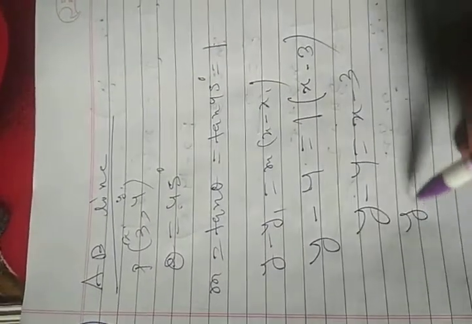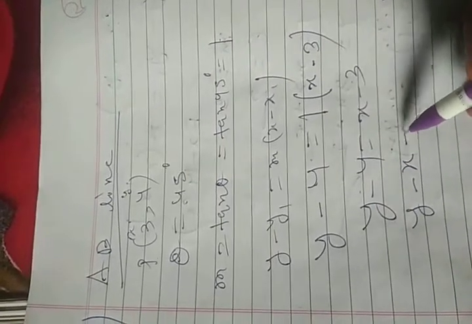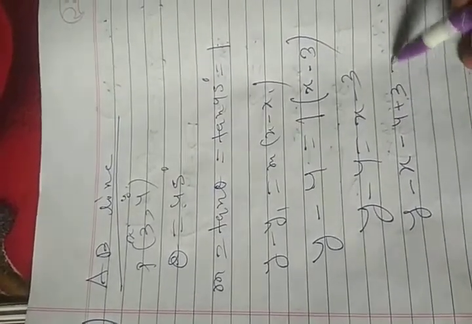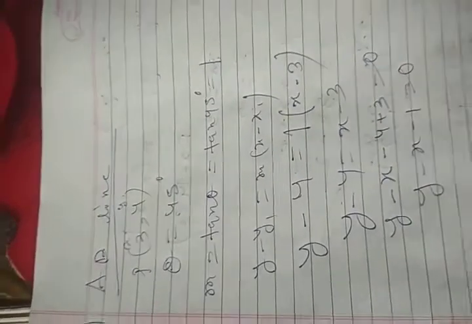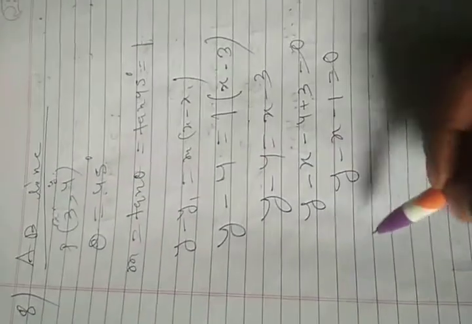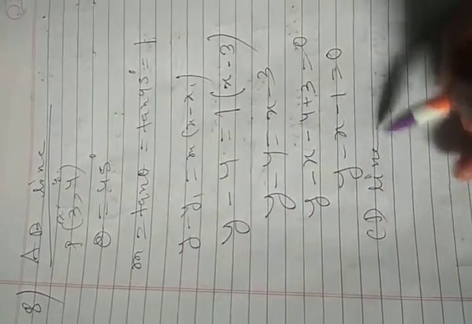So I got y minus x equal to minus 4 plus 3 equal to 0. So y minus x minus 1 equal to 0. That is the equation of AB line. Similarly, CD line, you can calculate that, try it.